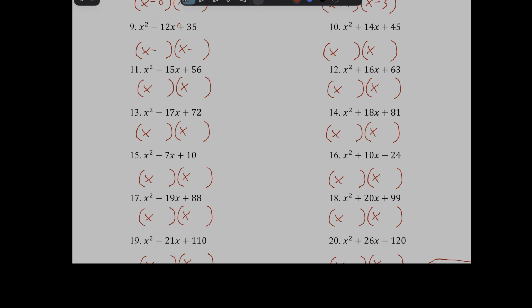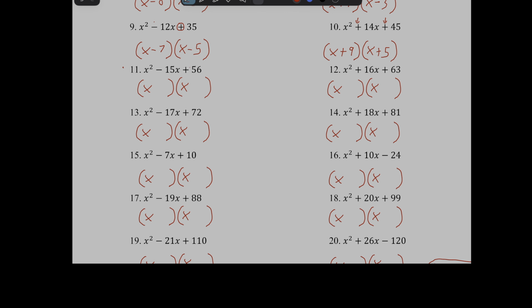Factors of the third will add to the middle, and so that's going to be 7 and 5. Number 10, third term is positive. Signs are the same. Take the sign of the middle, plus plus. Factors of the third add to the middle, 9 and 5.